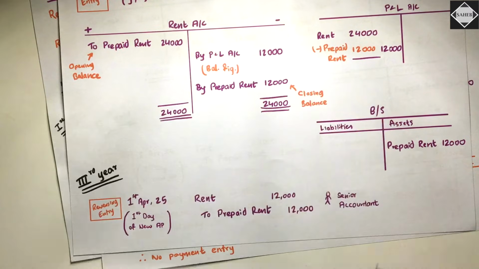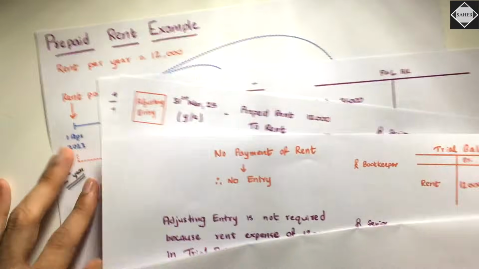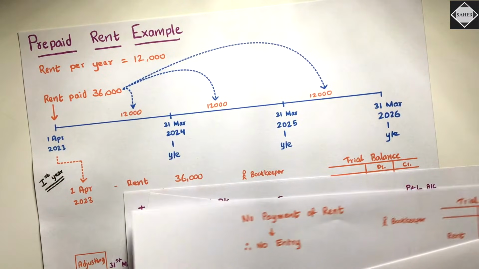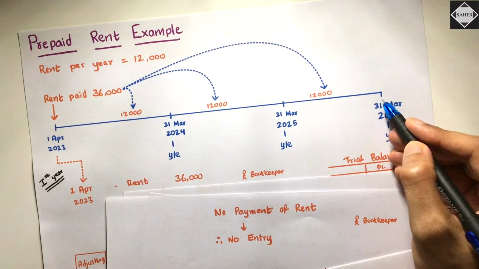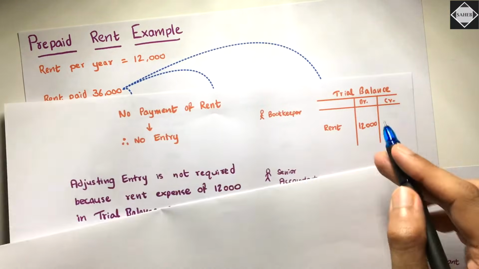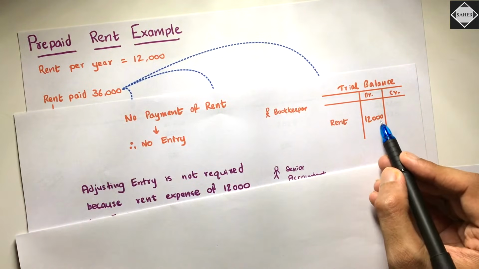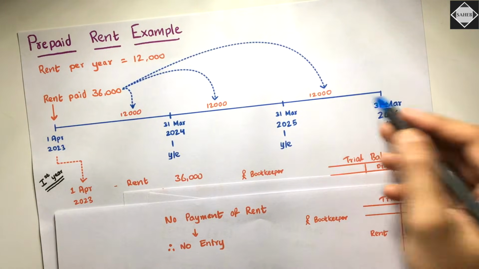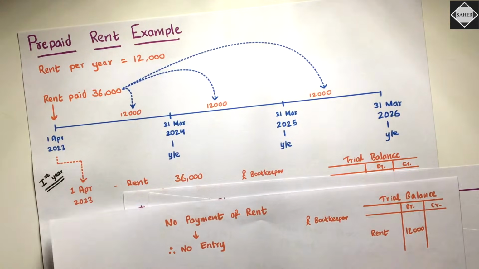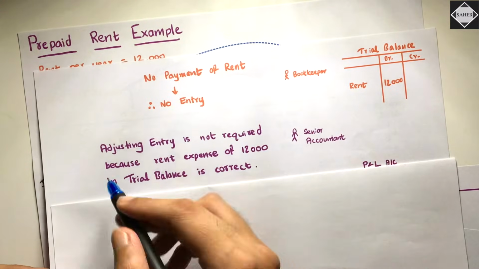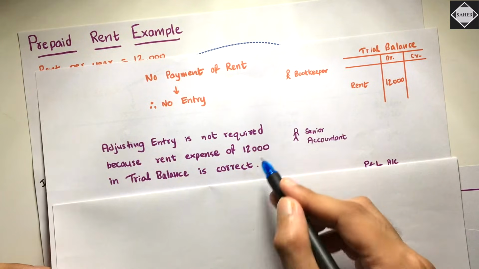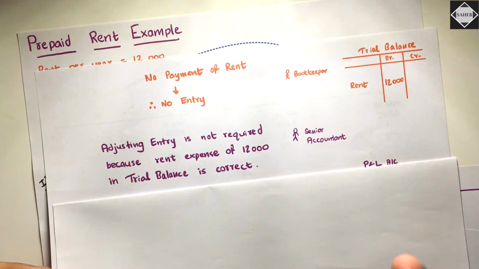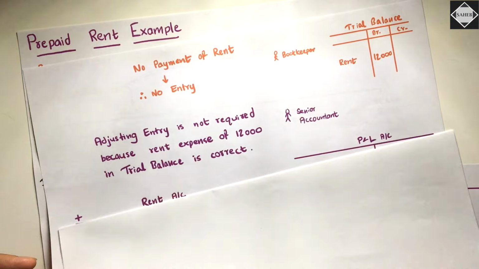Then what will happen? We will be at the year end. Right? The entire this thing will pass, no payment entry, nothing has happened because already everything is paid. So when we'll reach the year end, senior accountant will come, senior accountant will see the trial balance. In the third year I'm talking about, right? 12,000 is there. He will see and he will say that, okay, that's right. 12,000 is completely right, right? No adjustment, nothing is required. Adjusting entry is not required because rent expense of 12,000 in trial balance is completely right, completely correct. Okay, that's what senior accountant will say. And he'll prepare the financial statements directly.